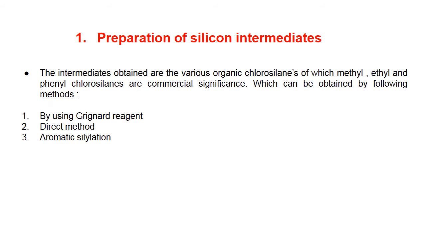First, preparation of silicon intermediates. The intermediates obtained are the various organic chlorosilanes, of which methyl, ethyl, and phenyl chlorosilane are of commercial significance, which can be obtained by the following methods. First, by using Grignard reagent, second, by the direct method, and third, by aromatic silylation.